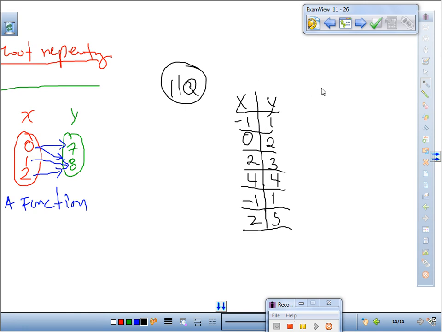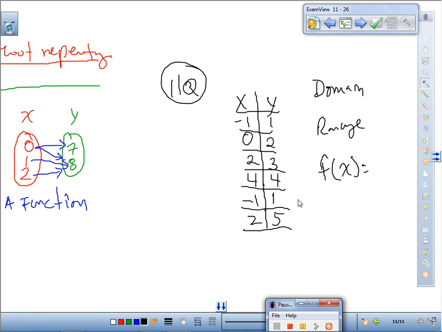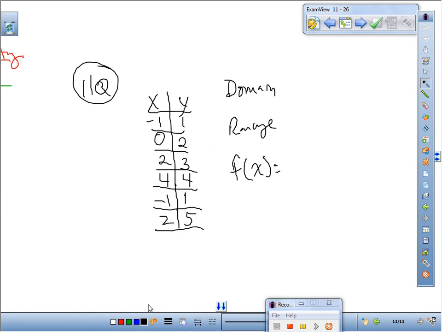Okay, copy that one. I want you to find me the domain, range, and see if it's a function. Look at this. It says, find the domain, the range, and see if it's a function. So first things first, I'm going to write my domain, which means all x values without repeating.